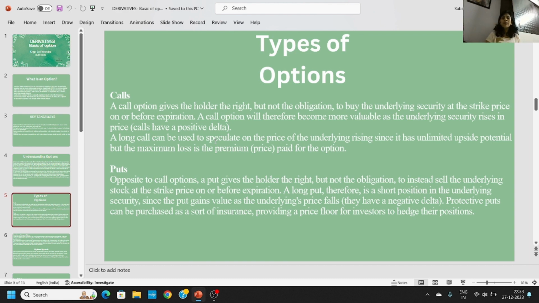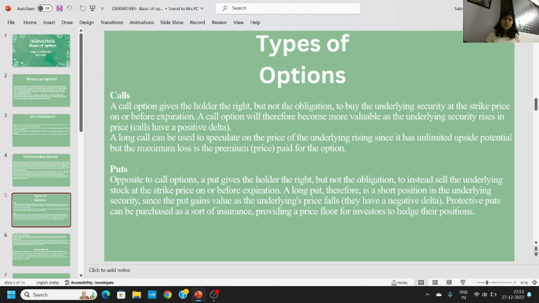But the maximum loss is the premium. For example, if I buy a Nifty 21,600 call today and tomorrow is the expiry, that is, tomorrow is 28th December, the Nifty expiry. If I buy it today at 100 rupees, my maximum loss is what I paid as premium, that is 100 rupees. But my profit is unlimited, because if the market crosses 21,600 and I bought at 100 rupees, maybe the price will be 50 rupees more or 30 rupees more. So my profit is unlimited, but my maximum loss is the premium I paid for the option.